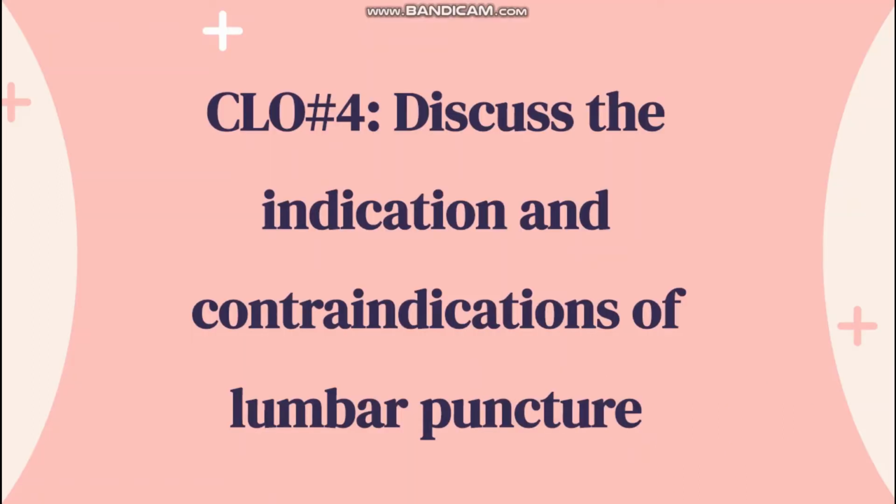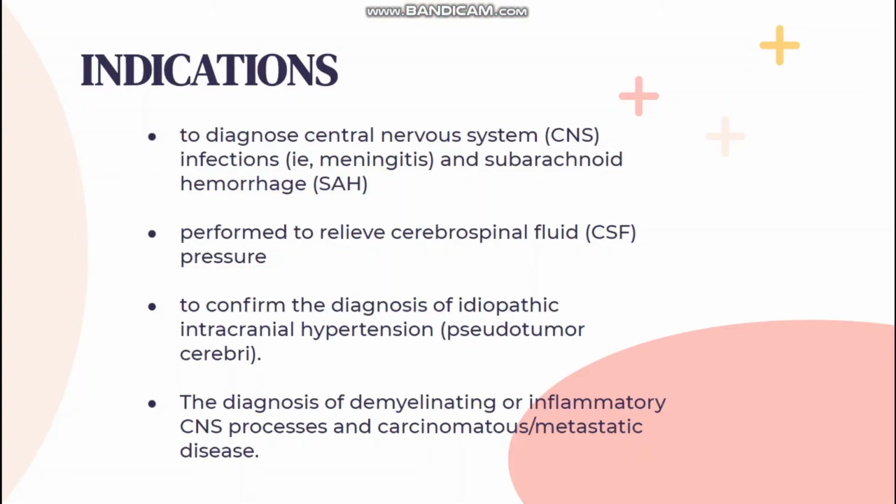CLO number 4. Discuss the indication and contraindications of lumbar puncture. First, it is used to diagnose central nervous system infections like meningitis and subarachnoid hemorrhage. Second, it is performed to relieve cerebrospinal fluid pressure. Third, it is used to confirm the diagnosis of idiopathic intracranial hypertension or pseudotumor cerebri. Other indications include the diagnosis of demyelinating or inflammatory CNS processes and carcinomatous or metastatic diseases.